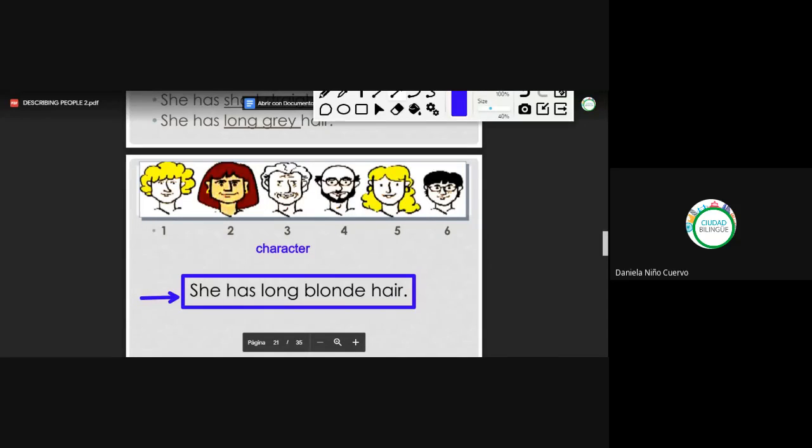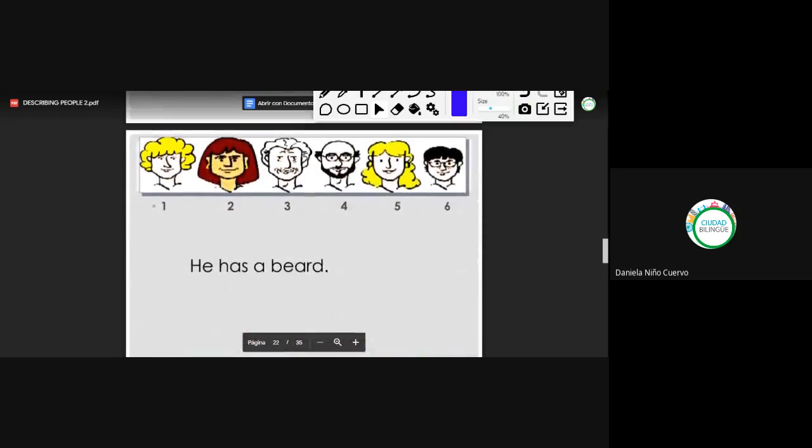All right, so we have, she has long, blonde hair, yes? Long blonde hair, acá está la clave. So, students, what is the correct character? What is the correct character? Very good. Character number five. That is the correct character, yes? We continue. Question number two.